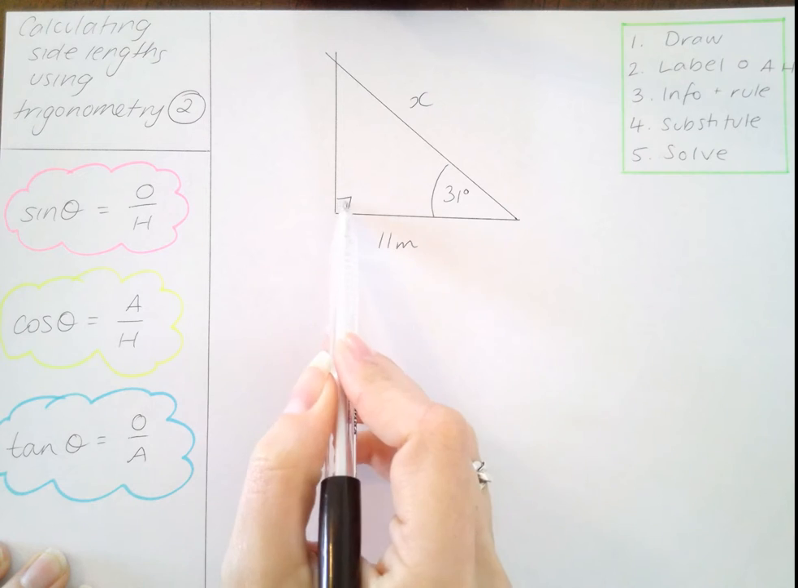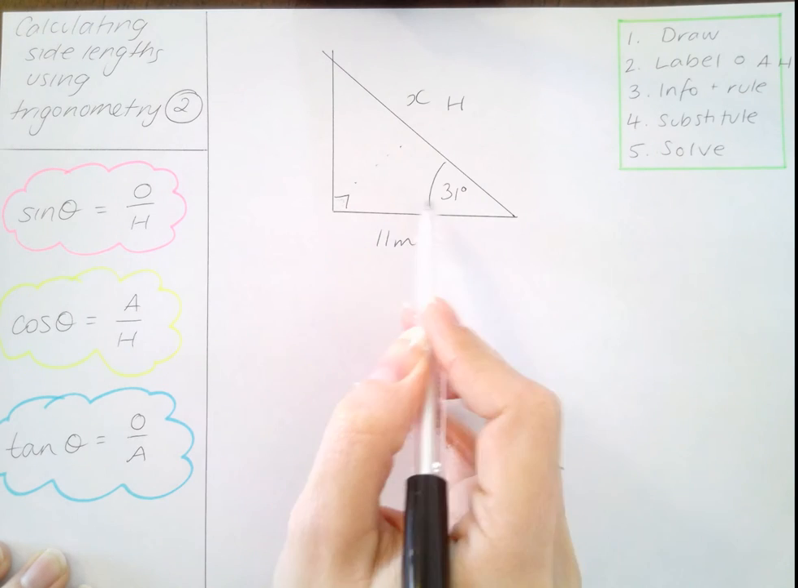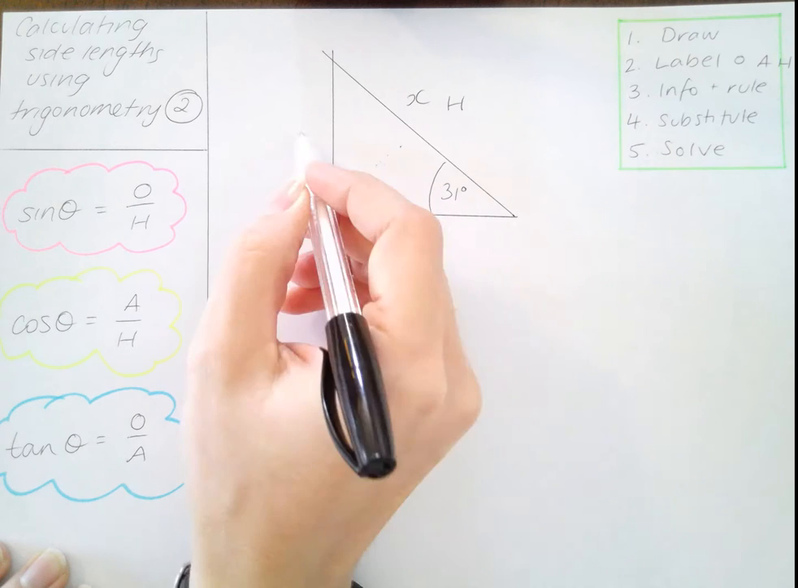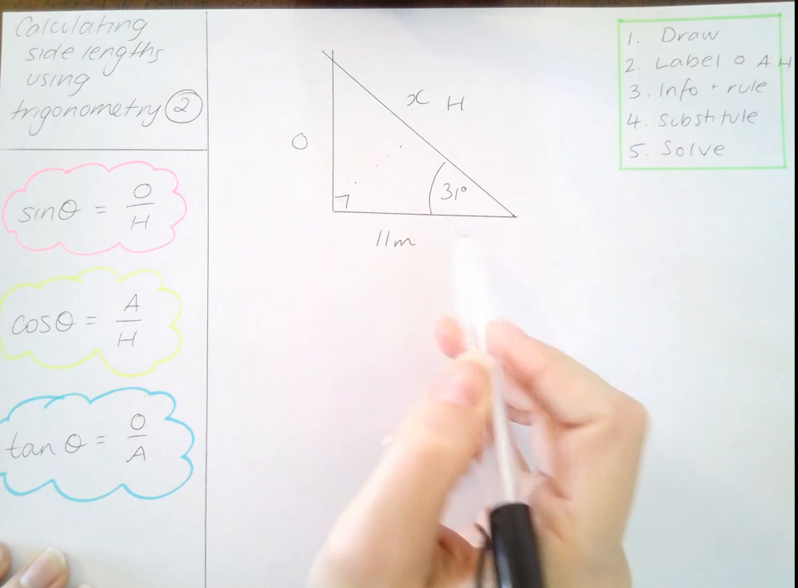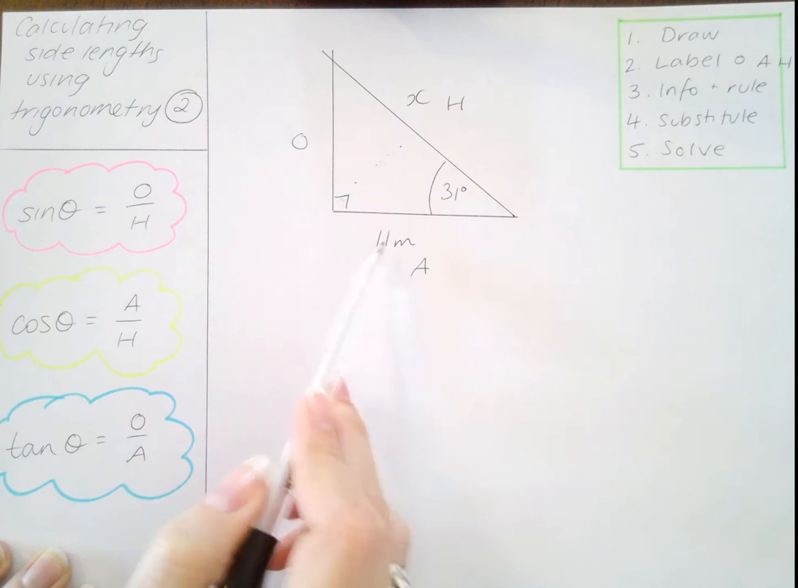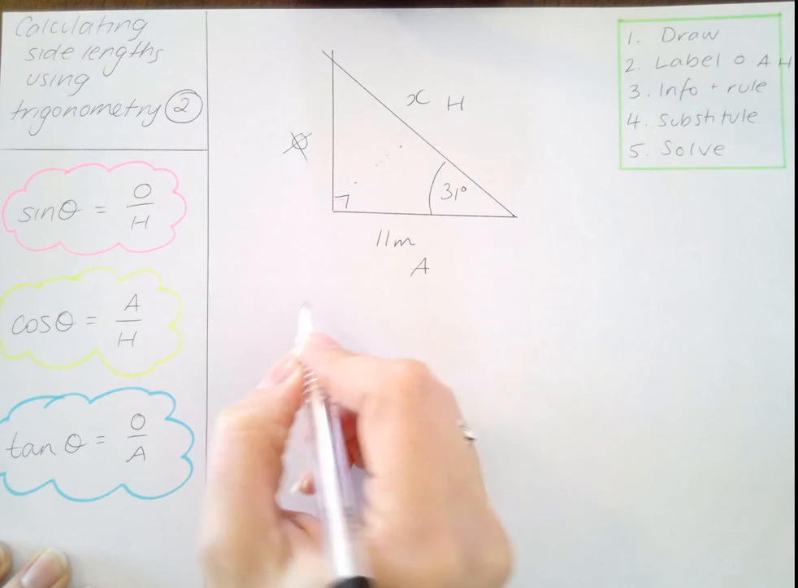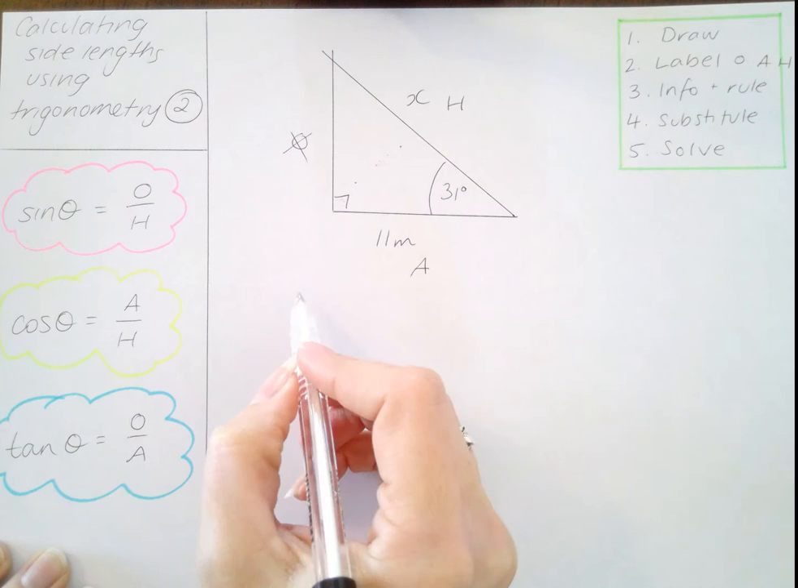So we've got our right angle here, so across from it is H. We've got our reference angle here, so across from it is O, and here is our adjacent side there. We can see we've got information about these two, but we don't have anything about these two, so we won't work with that one today. We will now write our information and choose the rule that we need.